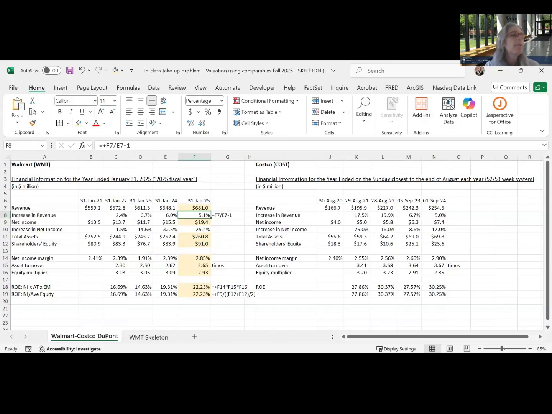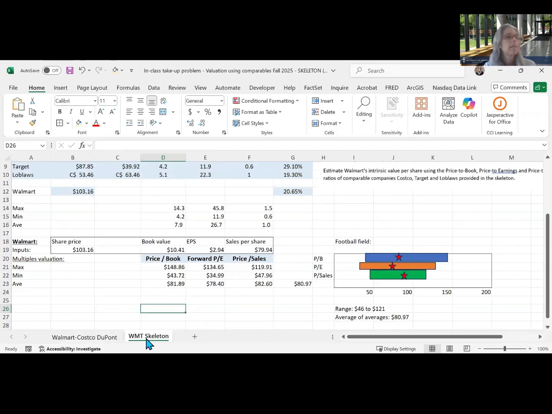So I don't know from the chat if that explains. There was a question to explain what these numbers mean. I don't know if that helps. Oh, the price part in the ratios means the share price. That's correct. So what we're trying to do here is determine what the price should be for Walmart.